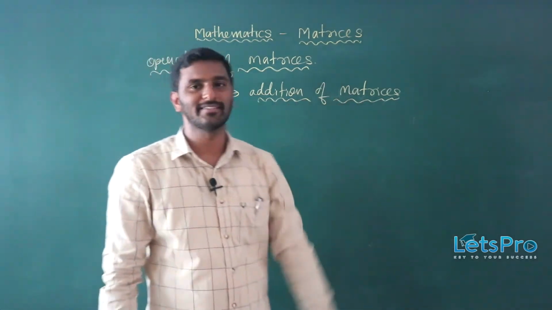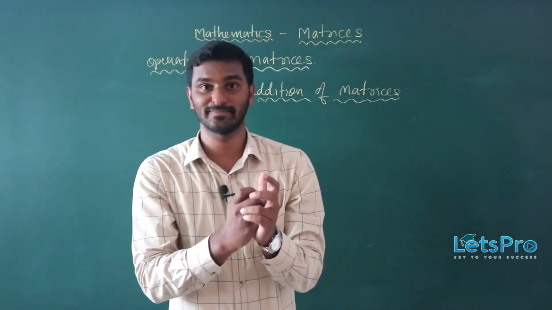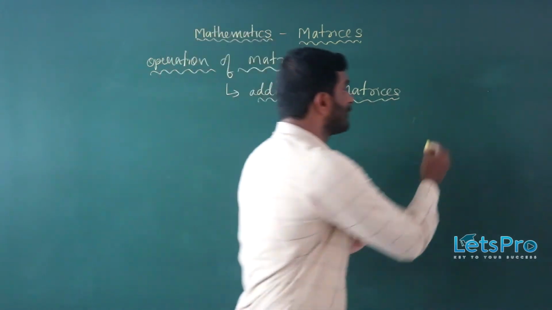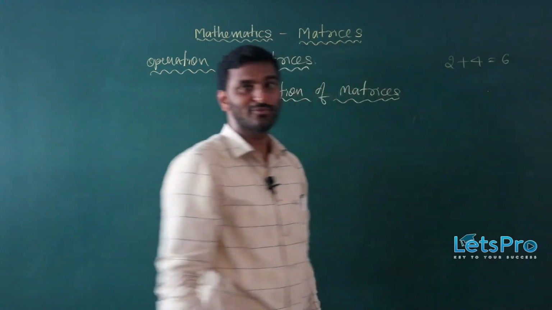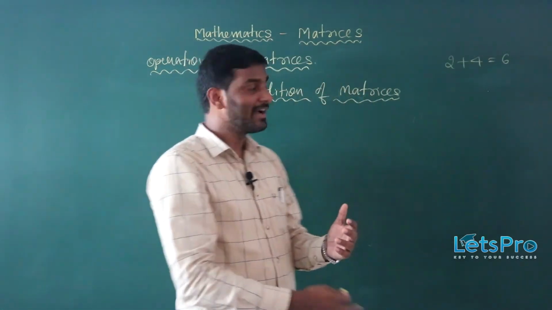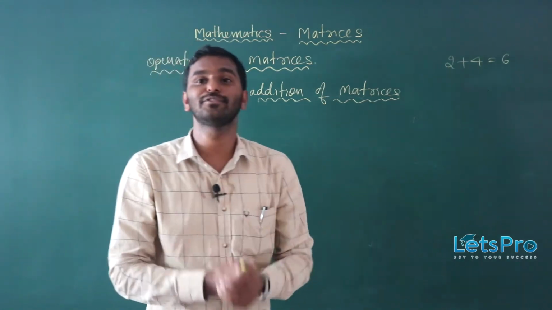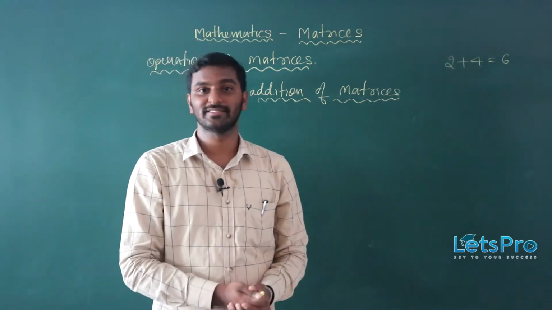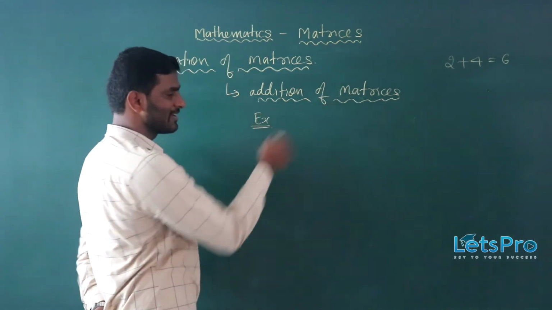Next one is addition of matrices. So what is the addition of matrices? How do you add two matrices? We know we can add two numbers: 2 plus 4 is equal to 6. So we can easily add two numbers. But how do you add two matrices? Before adding two matrices, we have to know the conditions. Let us take an example. After that, I'll explain the definition of addition of matrices.